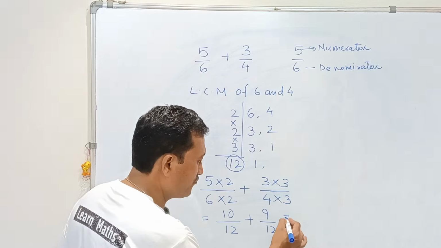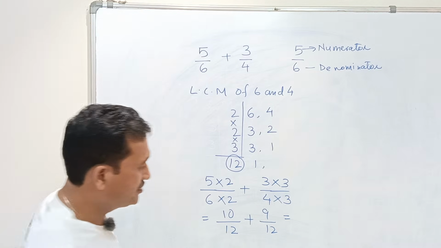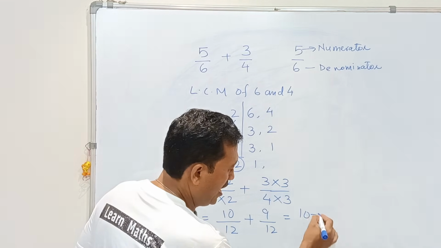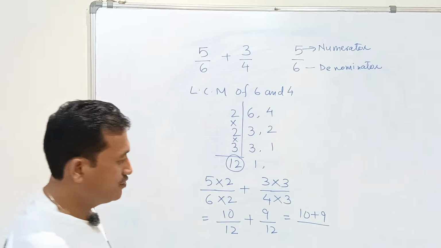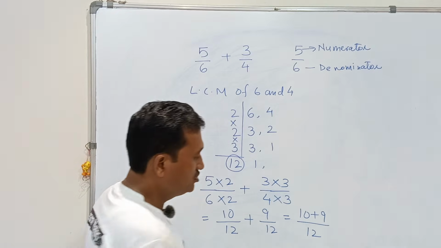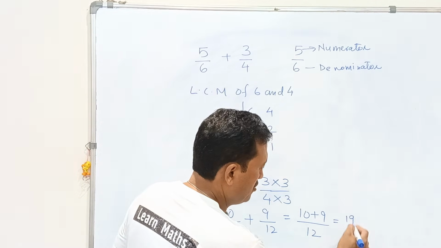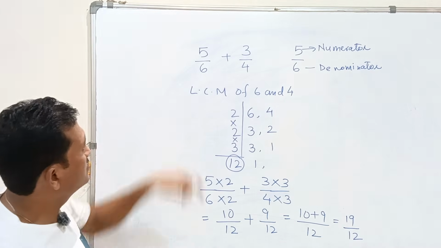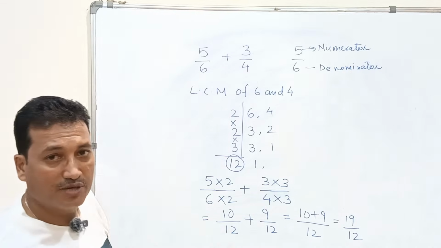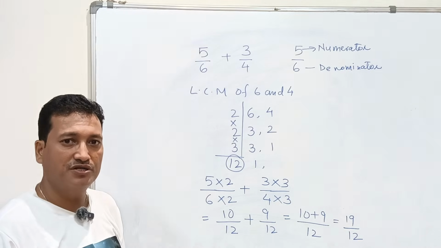What to do to add these fractions now? We will add their numerators, that is 10 and 9. Okay, we'll add their numerators. We'll keep the same denominator, that is 12. Now 10 plus 9 is 19, and 19 upon 12. So the sum of these two fractions is 19 upon 12. So in this way we can add any two fractions having different denominators.